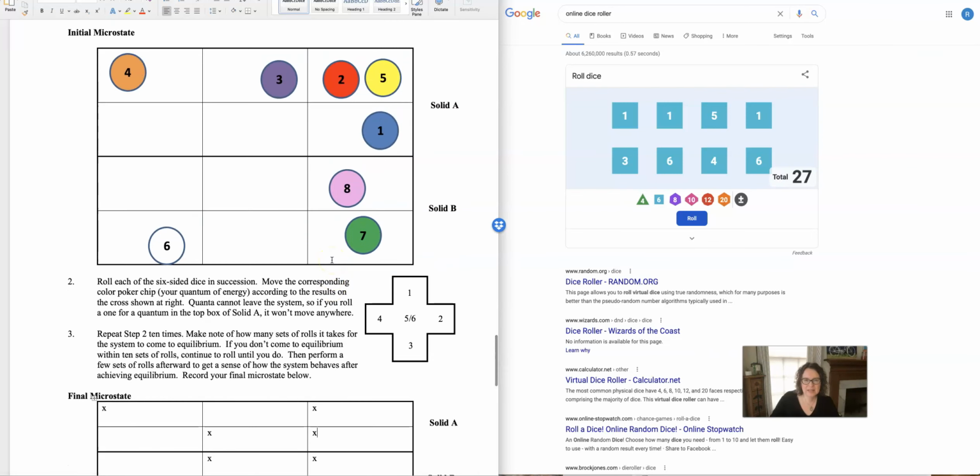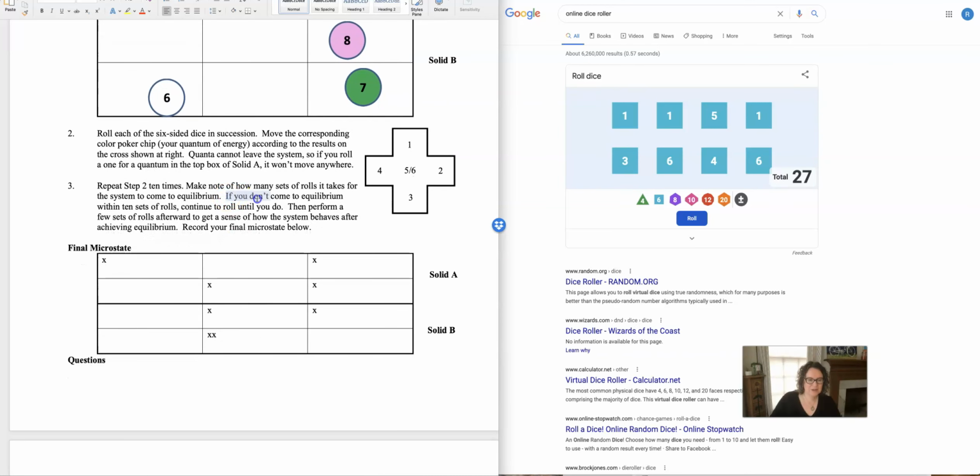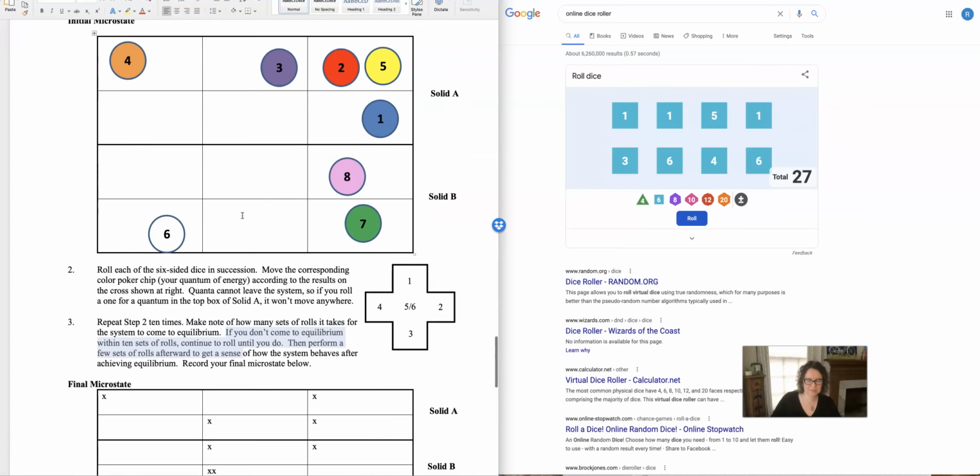You want to notice, when does yours get into equilibrium? One time I did this, I got into equilibrium on the second roll. It was crazy. Other times it took me 18 rolls. It might take you more than 10. If you're not at equilibrium yet at 10, you've got to keep going, okay? By the way, if you do come into equilibrium, continue to roll and perform a few sets of rolls afterwards, because we need a sense of how the system behaves after equilibrium.